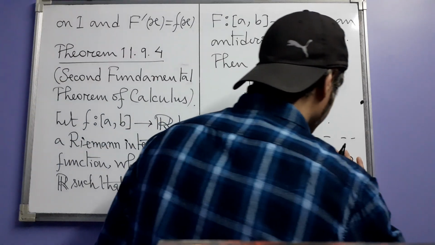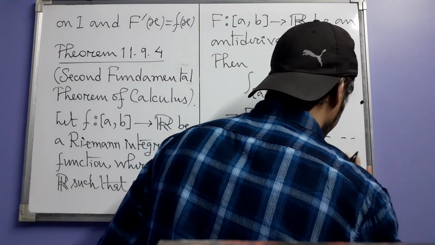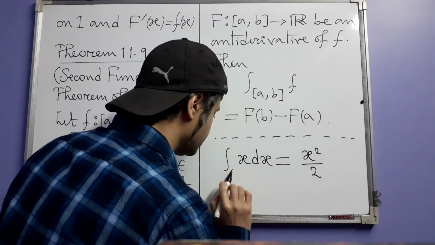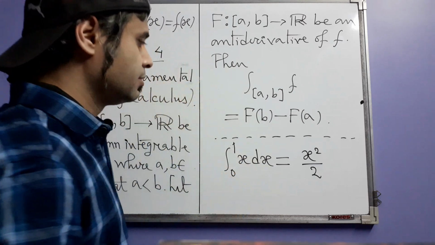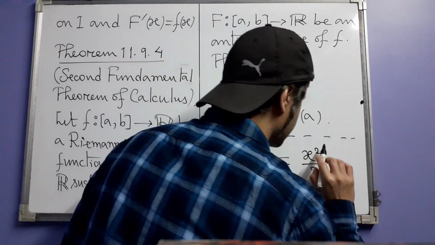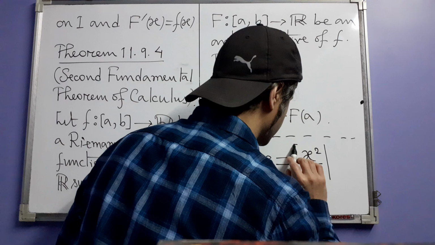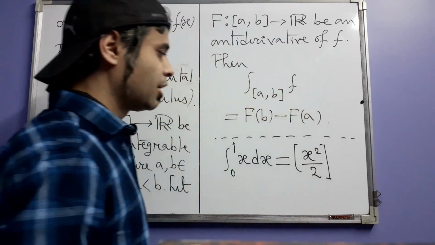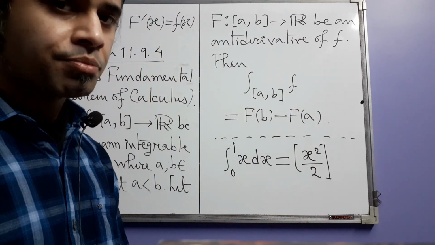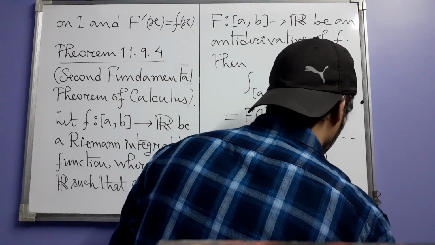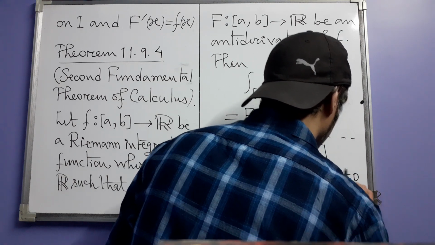But definite integral is something else. In definite integral, what you do after finding the antiderivative, you either put a vertical bar or you place that antiderivative within square brackets, and then you write these limits.